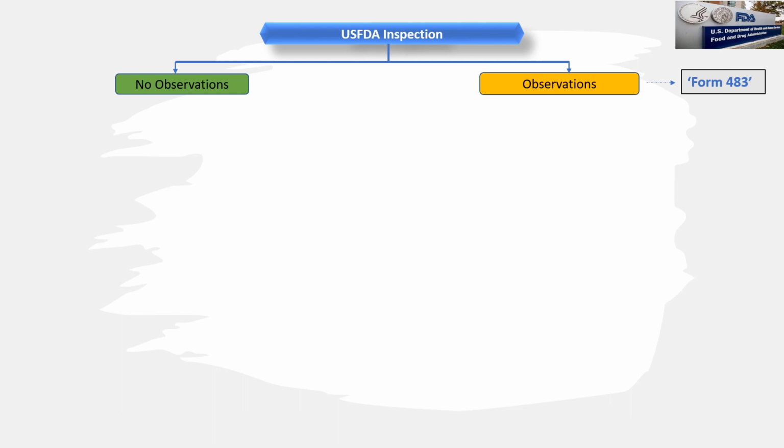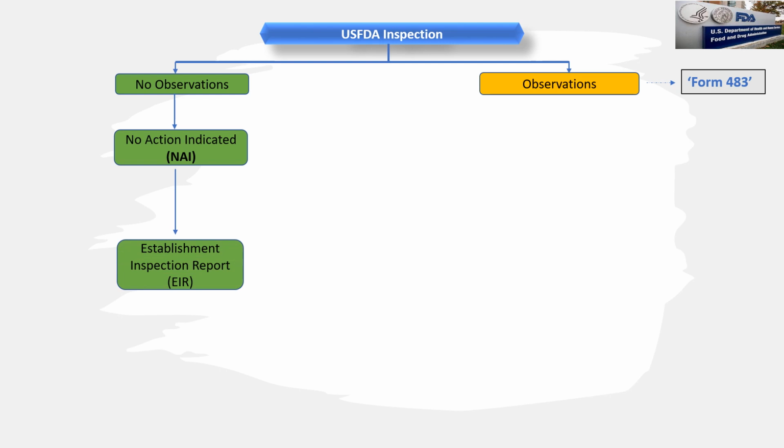We all know that Form 483 is the list of observations for a particular inspection that the US FDA cites. However, if there are no observations, that is, there is no 483, in that case the outcome of the inspection is indicated as No Action Indicated, which is mentioned as NAI. So if there are zero observations, there is no action indicated by the USFDA, and in that case, an Establishment Inspection Report, which is called an EIR, is issued.